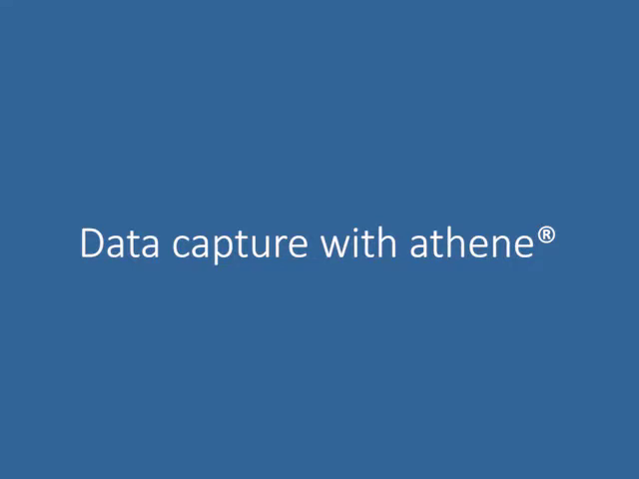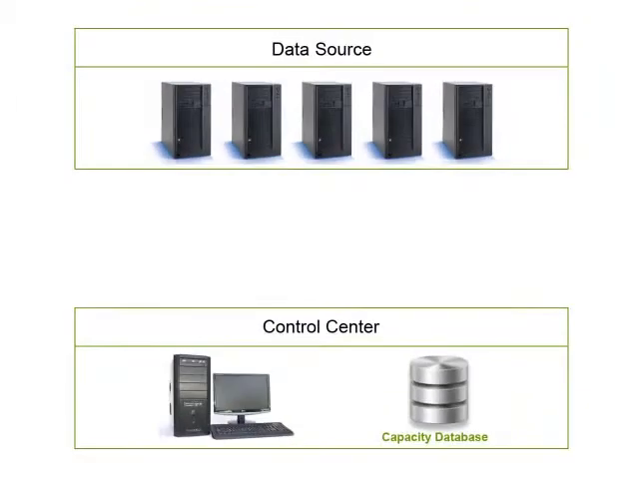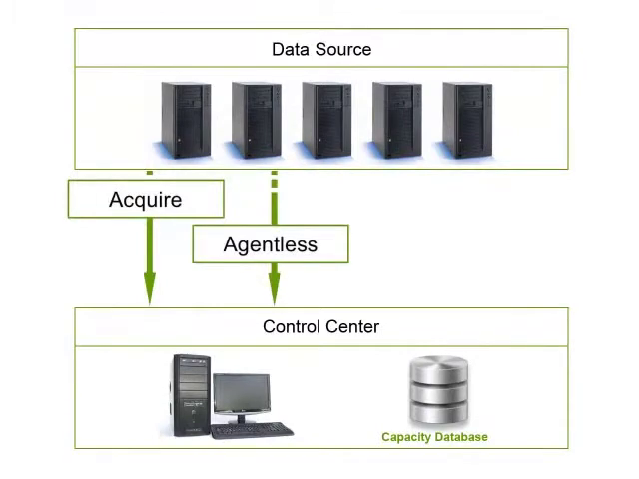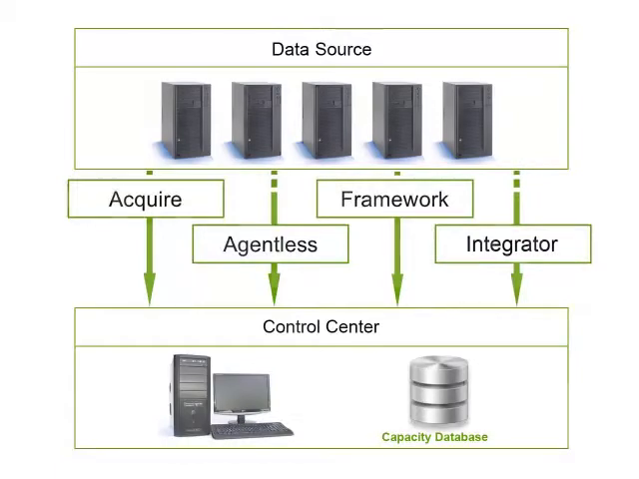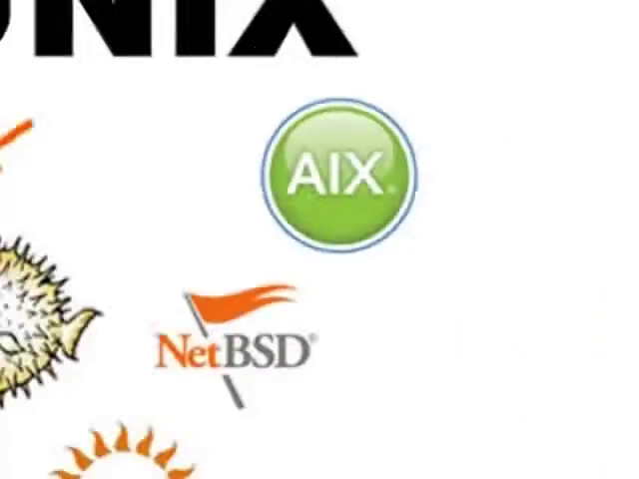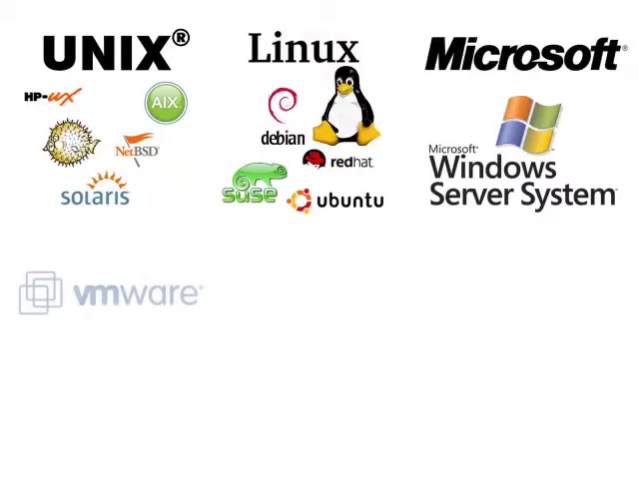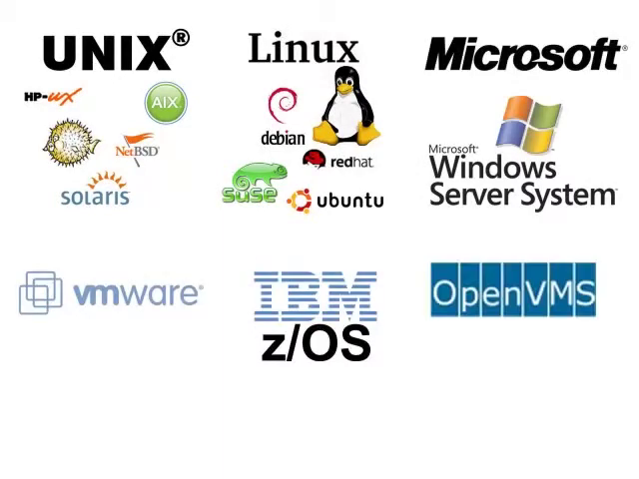The key prerequisite for effective capacity management is to have quality data available for the analyst or planner to use. With Athene, this data can be captured in a variety of ways at a level of granularity to meet your needs. With an agent or an acquire, with an agentless technology, via a framework, or by integrator. Athene acquires exist for a number of operating systems, including Unix, Linux, Windows, VMware, ZOS, and OpenVMS.